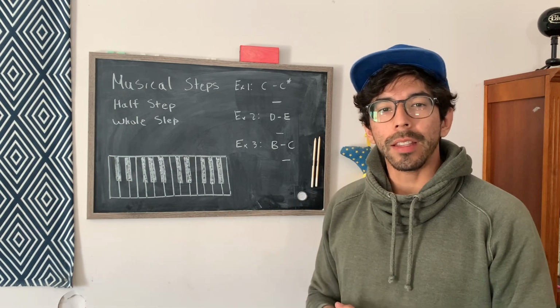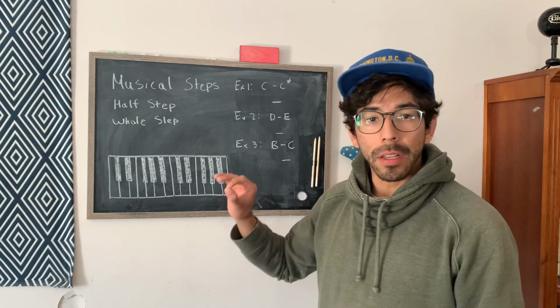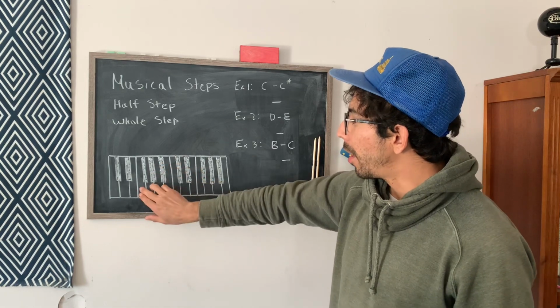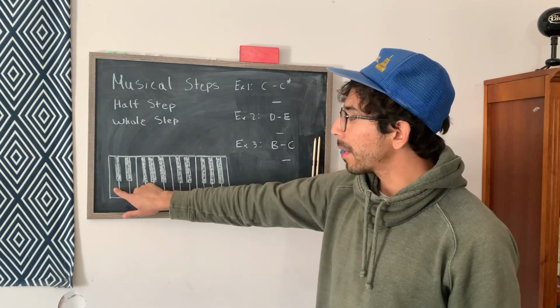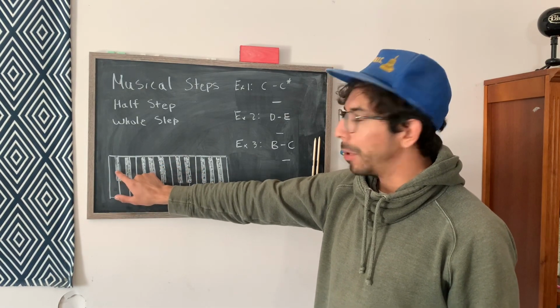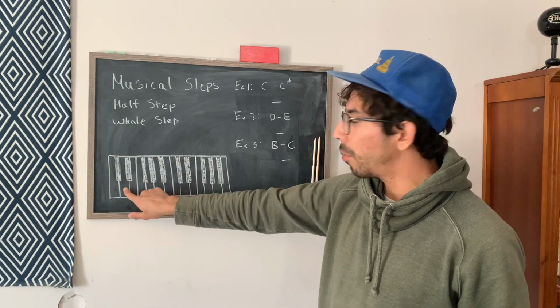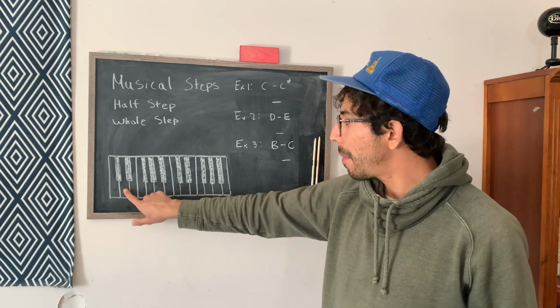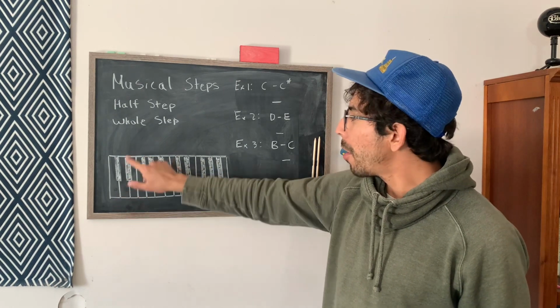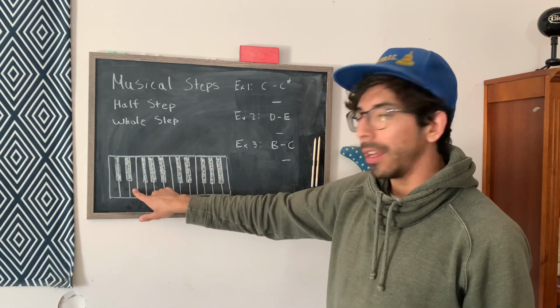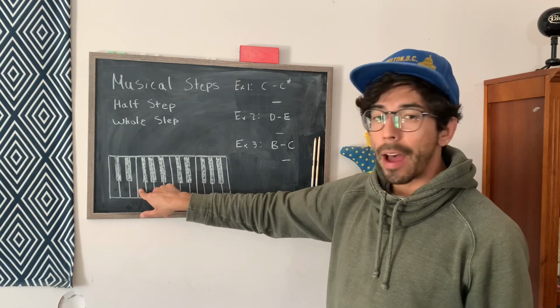So what is a half step? A half step is literally just the note right next to it. So if I'm playing C, the next note would be C sharp, which is a half step, and the next note from C sharp would be D, which is another half step. And you just keep going up chromatically. So if I'm at E, the next half step would be F.